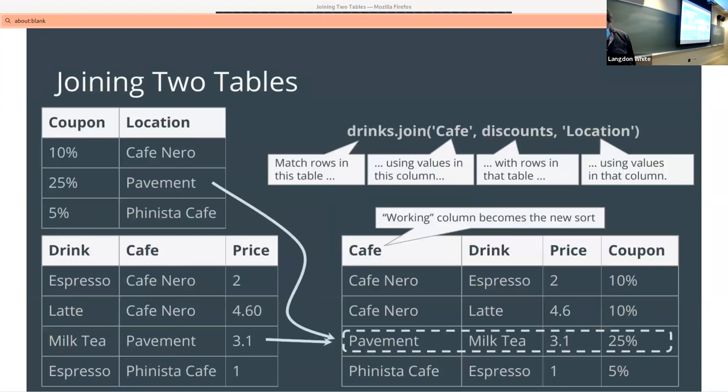All right, and then, yeah, I think this is the last one. I just wanted to cover joins again. I think this is something that a lot of people find quite confusing. So if you do, you're in good company. Basically, we have two tables of data that have some relationship to each other, okay? In this case, it's talking about the same cafes in both tables, so we can match the cafes. In this table it's called location. In this one it's called cafe.